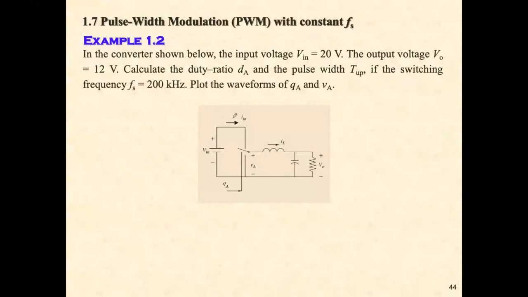In this example, we also have the topology of the converter. The input voltage is given, the output voltage is given, and then you are asked to calculate the duty ratio DA and the pulse width T out. This is T out or T. And the switching frequency is given as 200 kilohertz. Then you are asked to plot the waveforms of QA and VA. Please think about that.